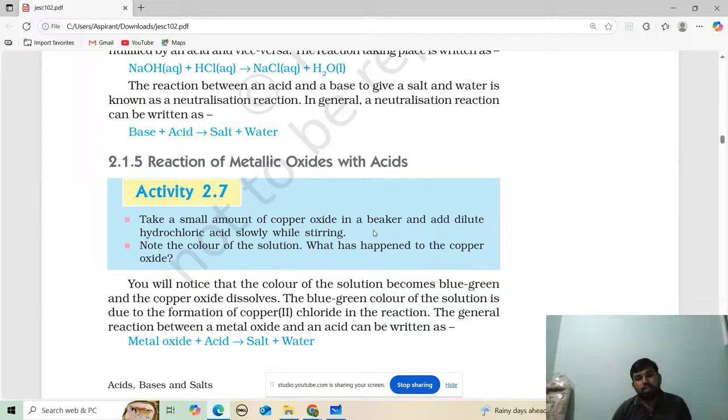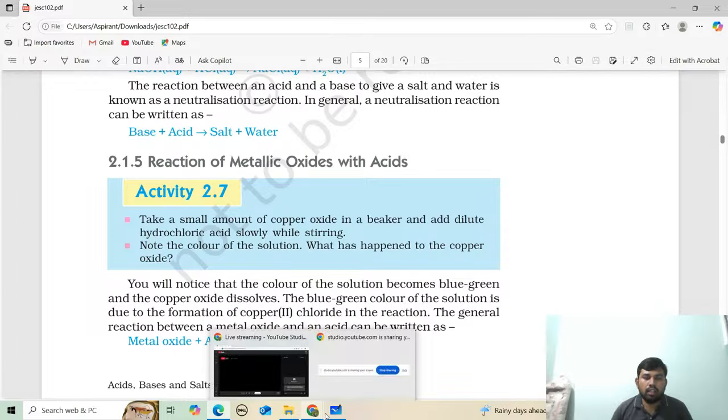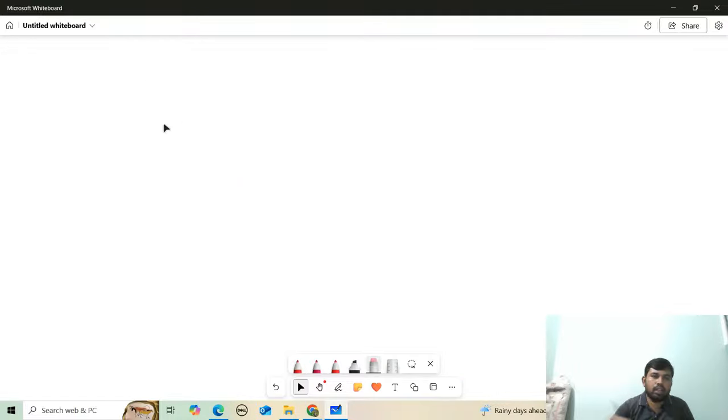I think we discussed acids, bases, and salts. What is meant by acids and bases? Similarly, we discussed what we mean by indicators. In indicators there are two types. One is a natural indicator.